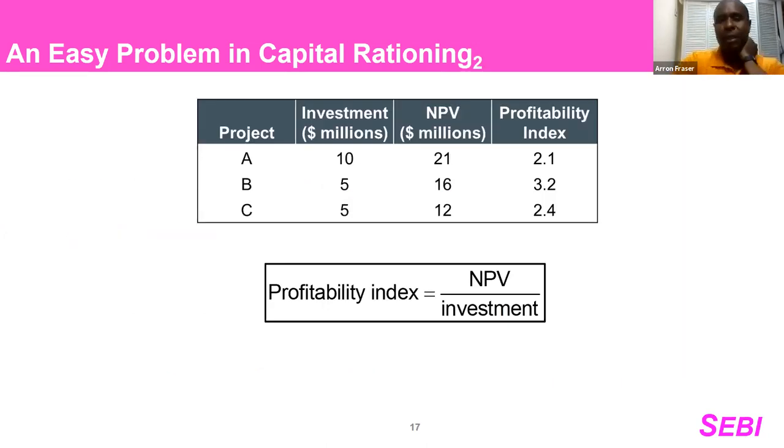Here we have three projects, A, B, and C. Your initial investments are 10 million, 5 million, and 5 million respectively. The net present values of these investments are 21 million for project A, 16 million for project B, and 12 million for project C. To arrive at the profitability index, it is the net present value of that project divided by its investment. So 21 divided by 10 gives you a profitability index of 2.1. For project B, the profitability index of 3.2 is the NPV of 16 million divided by the initial investment of 5 million. For C, the profitability index of 2.4 is derived by taking the NPV of 12 million and dividing it by the investment of 5 million.